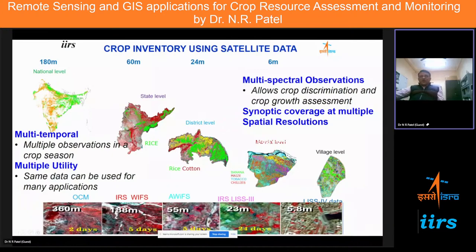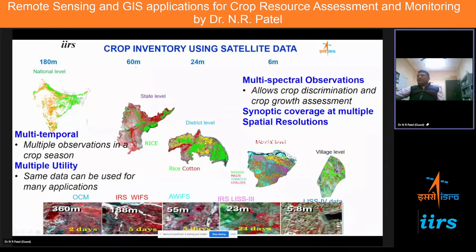So here you see rice and wheat both are mapped. This is wheat and rice mapped. But at state level, you can use advanced WiFS kind of satellite data. With 60-meter resolution, you can map wheat, rice, or some crop like that.